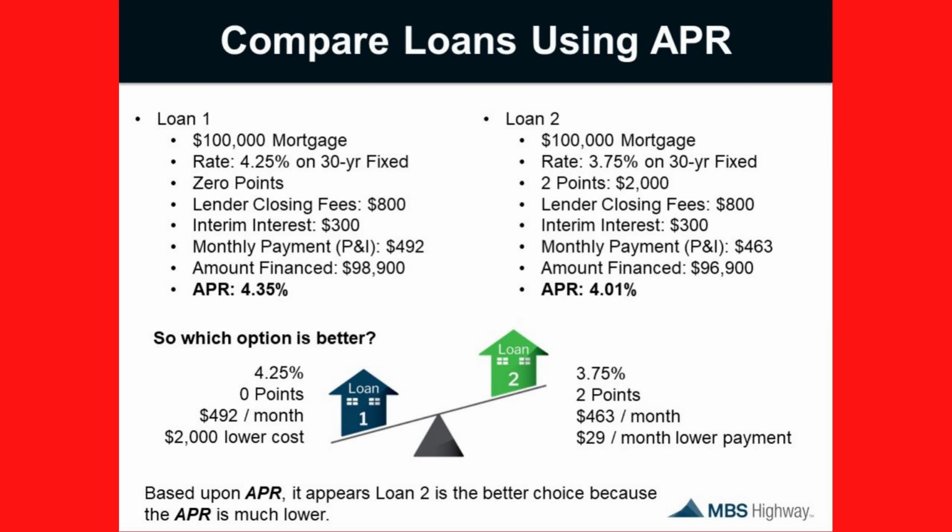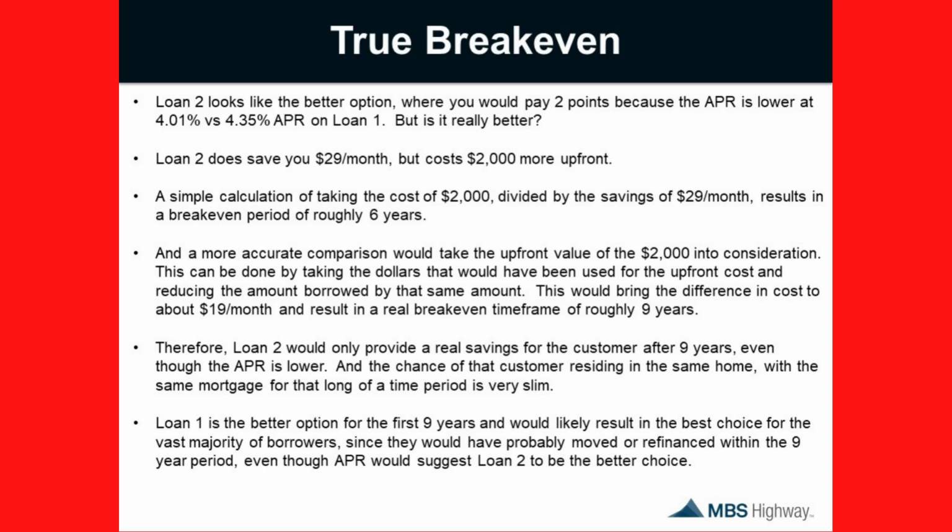Let's dive a little deeper. Loan 2 may look like a better option because you're buying down the interest rate and you have a lower APR, but is it really better? It only saves you $29 a month, but it costs you $2,000 more initially in points. The very simple calculation for determining what we call your break-even point is taking the additional cost of $2,000 and dividing it by the savings of $29 a month, which gives you a rough break-even period of about 6 years. It's actually about 5 years, 9 months. That's a generic way of doing it.